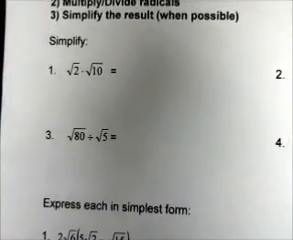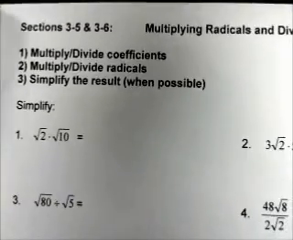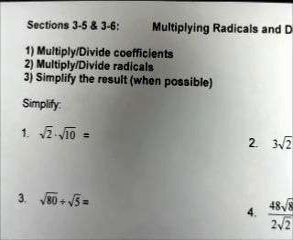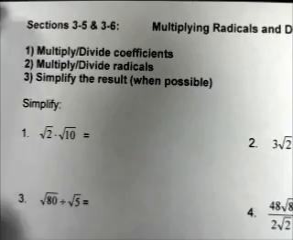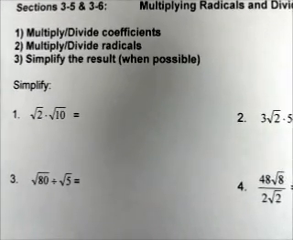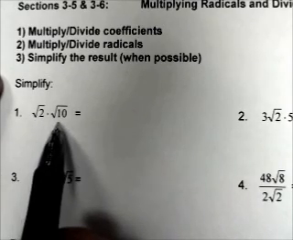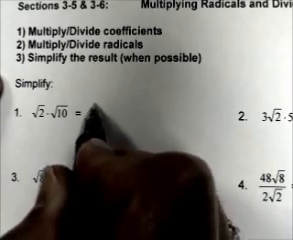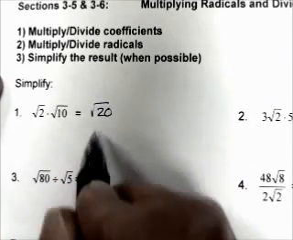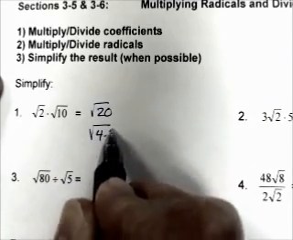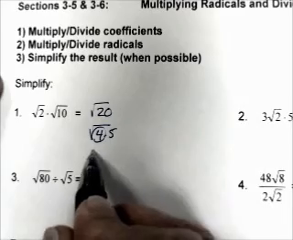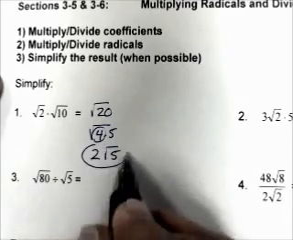On to multiplying. Multiplying and dividing radicals. You multiply or divide coefficients, multiply or divide radicals, and then simplify the result when possible. So we're not simplifying first, rather we're multiplying and then simplifying. So square root of 2 times the square root of 10 is going to be the square root of 20. And then 4 times 5 is 20, square root of 4 is 2, so 2 square root of 5.